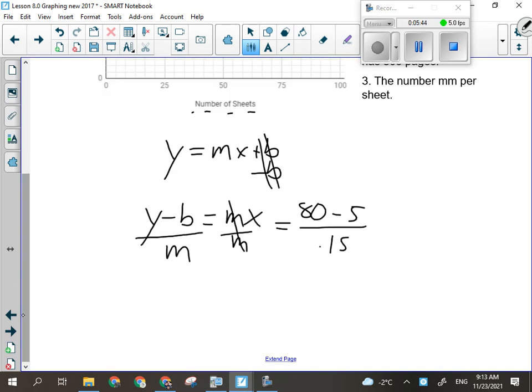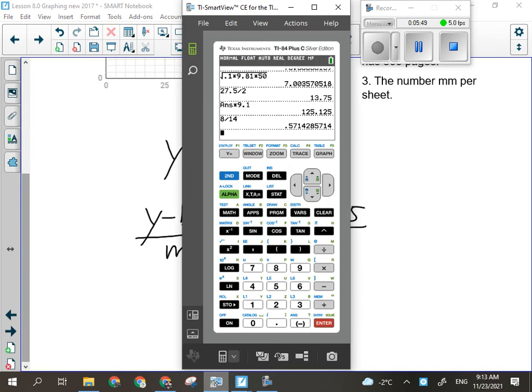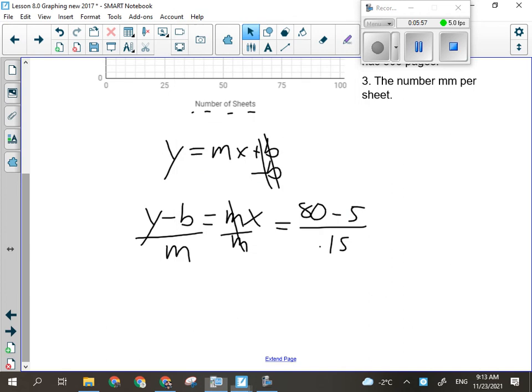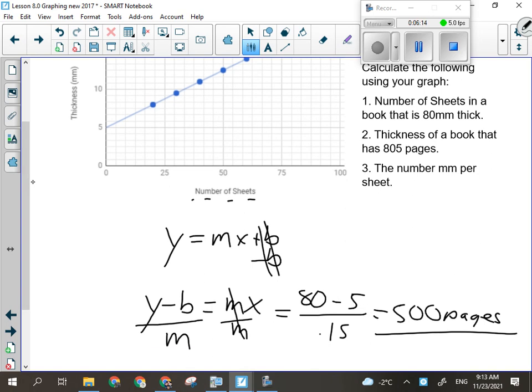All right, so I got 80 minus 5, so I got 75 divided by 0.15. That book has 500 pages. How important is it for me to write pages beside that? Very. Yeah, you've got to have units on that. Question number 2 is a little easier.